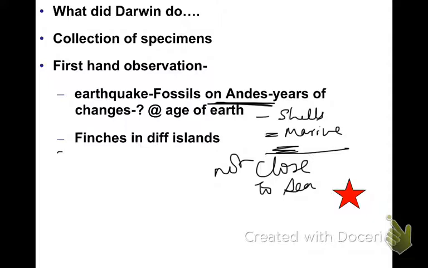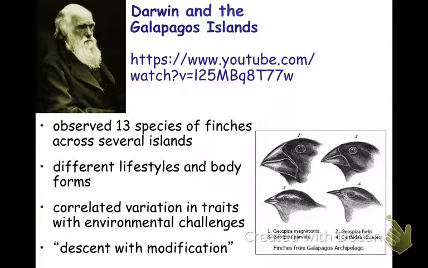And he also then observed finches on different islands. So I would like for us to be able to see these and get an idea. The video in a minute.